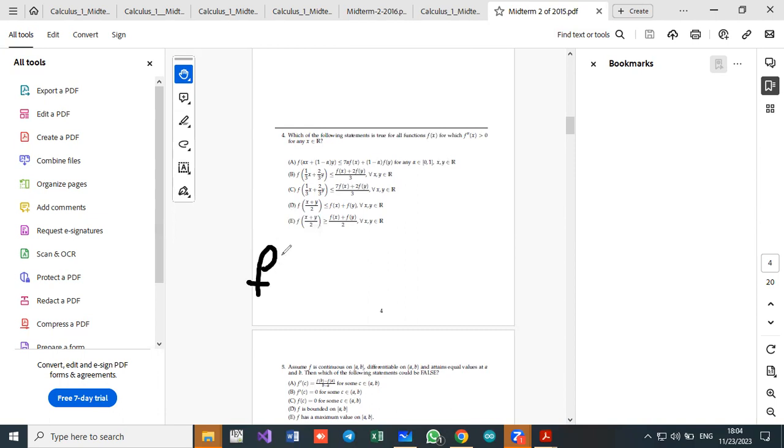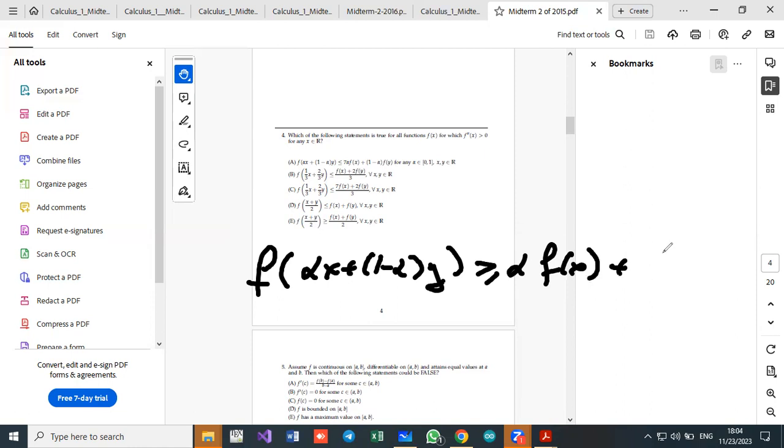So the concavity definition says f(alpha x plus (1 minus alpha) y) should be greater or equal than alpha f(x) plus (1 minus alpha) f(y). Am I right? Concave up or concave down? For concave up, the value should be smaller, not greater. Let me fix it. The function value is smaller than this. What does A say?